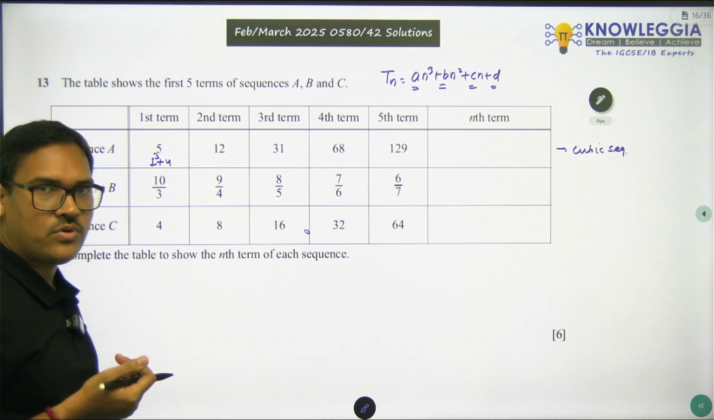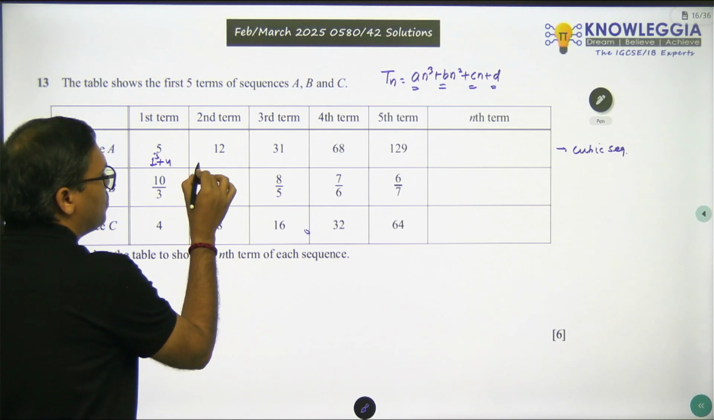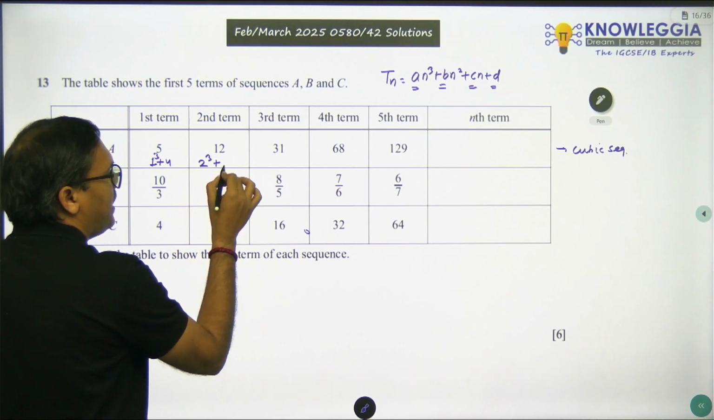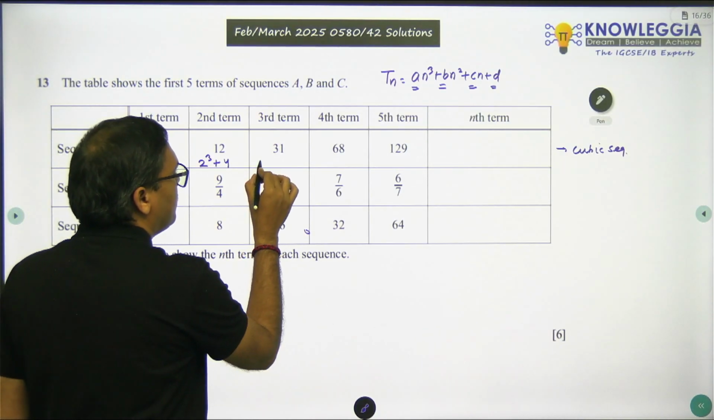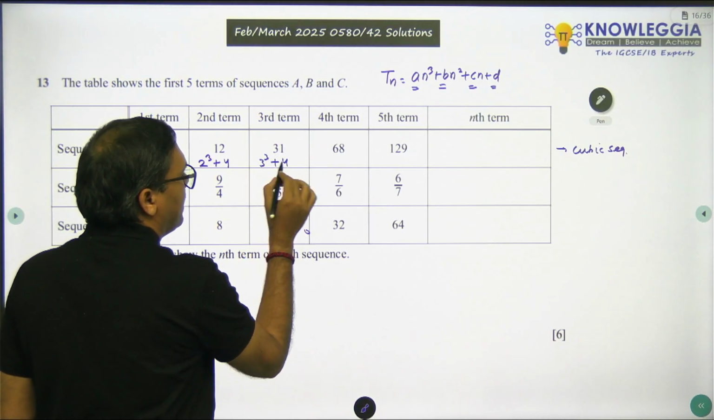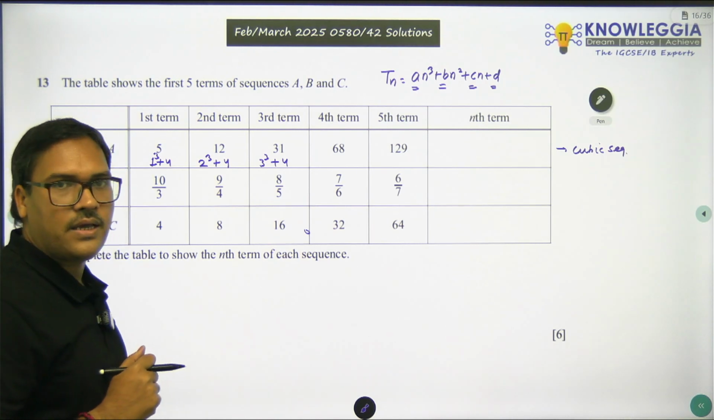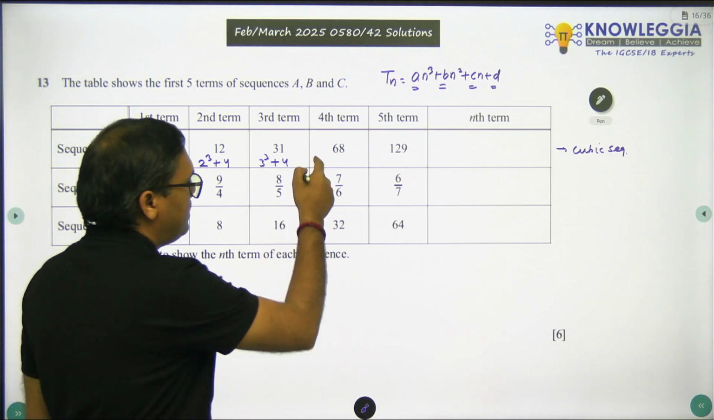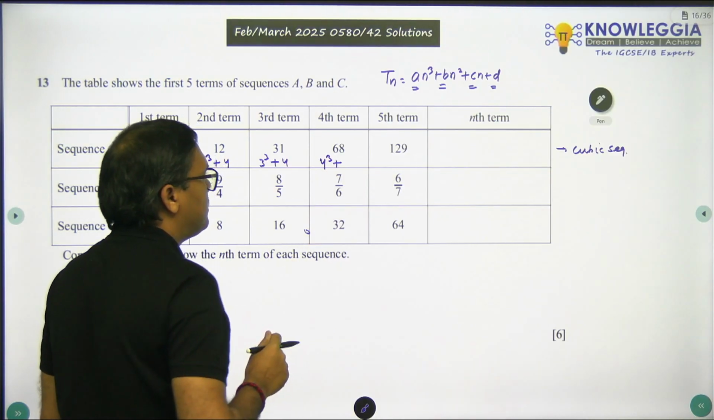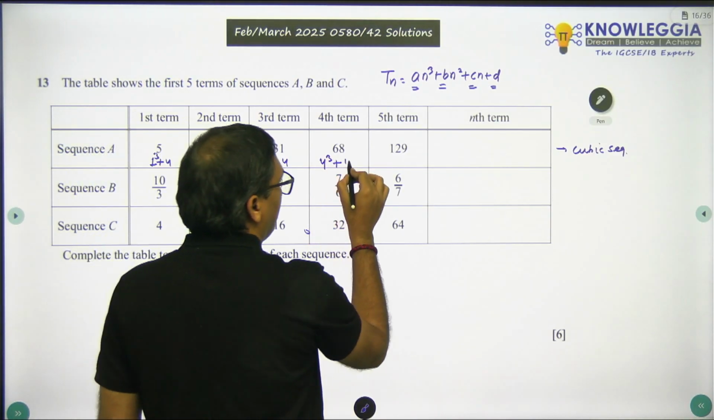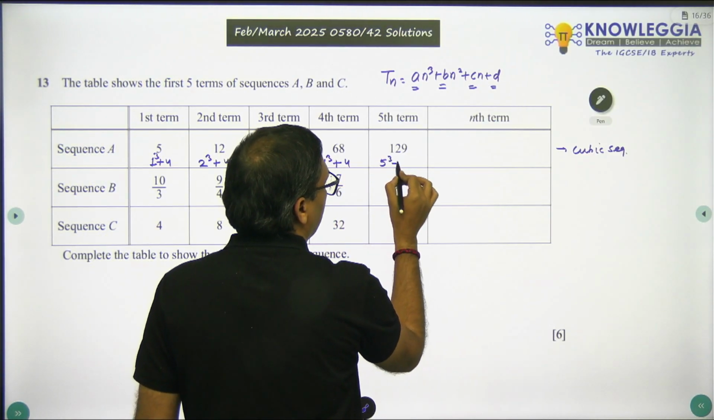This is 1 cube plus 4, which is 5, right? This is 2 cube, that is 8 plus 4 is 12. And you can just see this is 3 cube plus 4, that is 27 plus 4 is 31. And see here, this is 4 cube, that is 64, 64 plus 4, you can see. And this is also satisfying 5 cube plus 4.